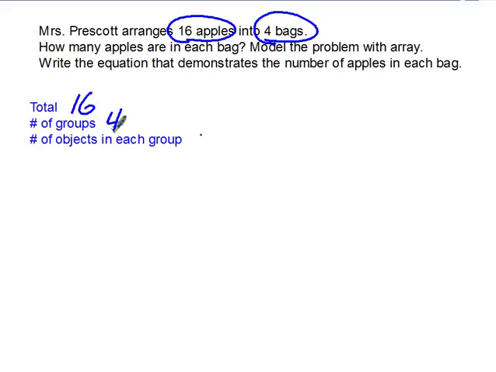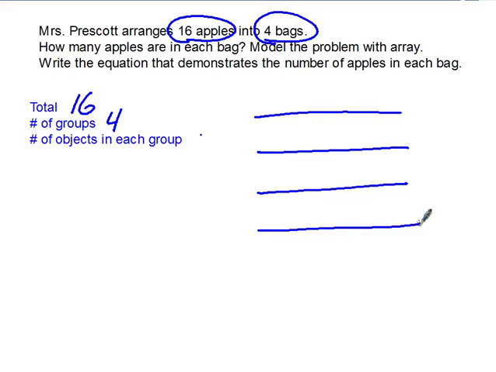So if we go back to multiplication and we think about an array, the number of groups tells us the number of rows. So I'm going to just start right off and I'm going to make myself 4 rows or 4 groups. I now know that I need to evenly distribute my 16 apples among those 4 rows. So I'm going to deal them out. And I'm going to put an apple in my first group. I'm going to put an apple in the second, the third, and the fourth.